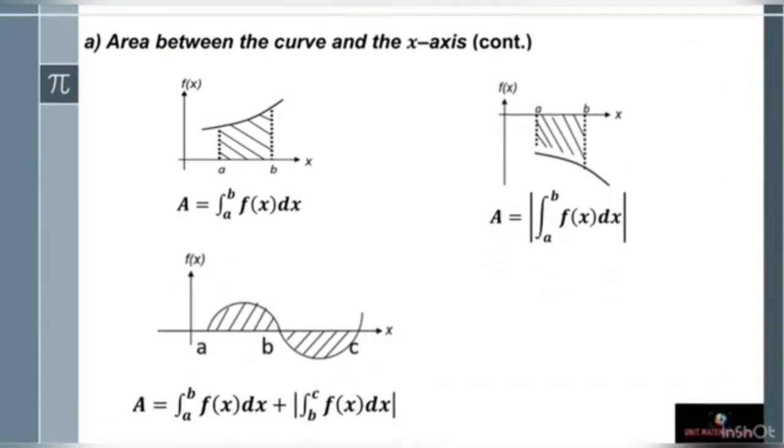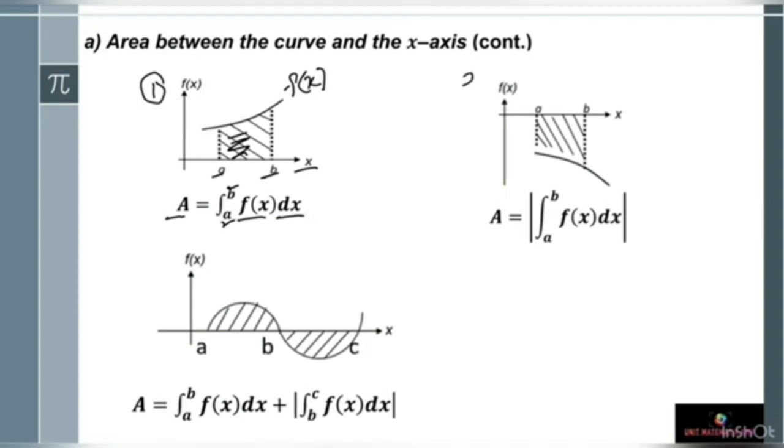So we have 3 cases here. For the first case, we have a region here, and you notice that this region is above the x-axis. So when you want to find the area, A equals integration from a to b, the function f(x), with respect to dx. That is for the first case.